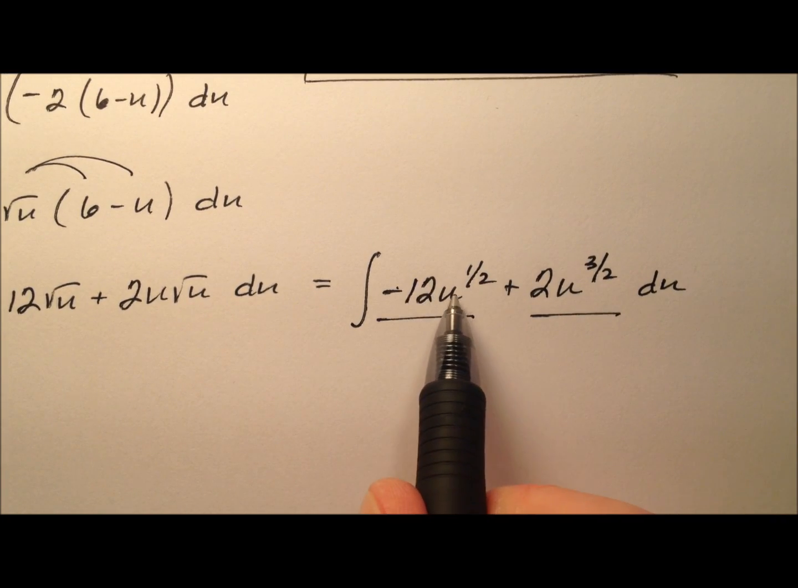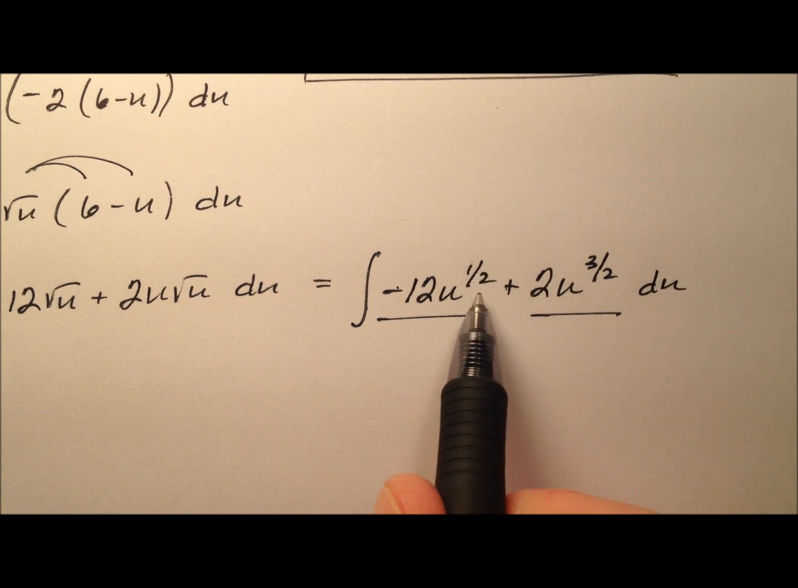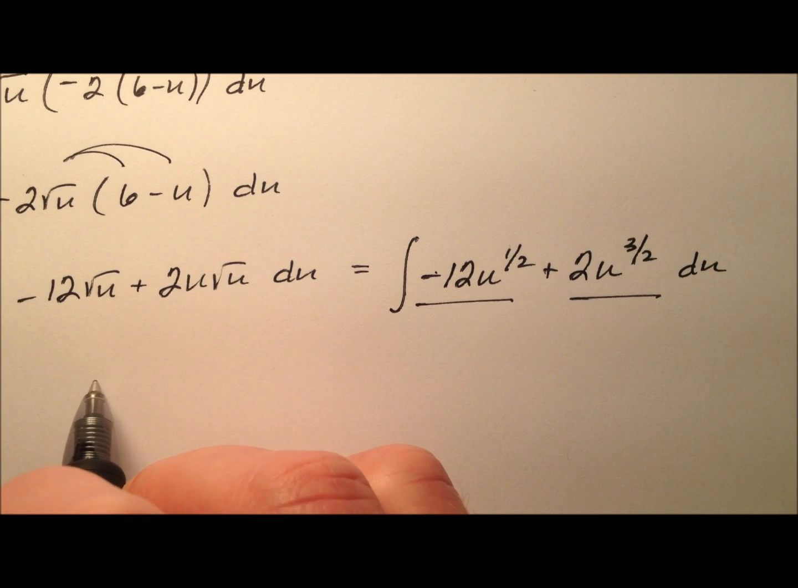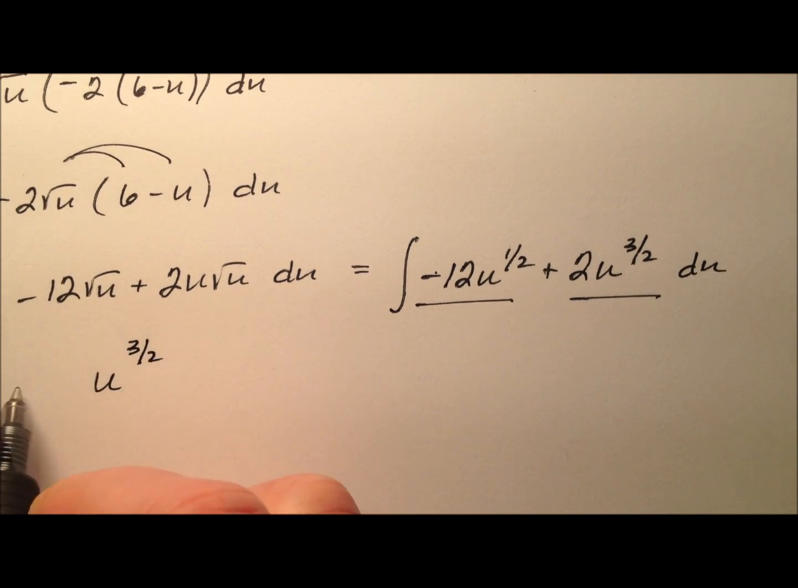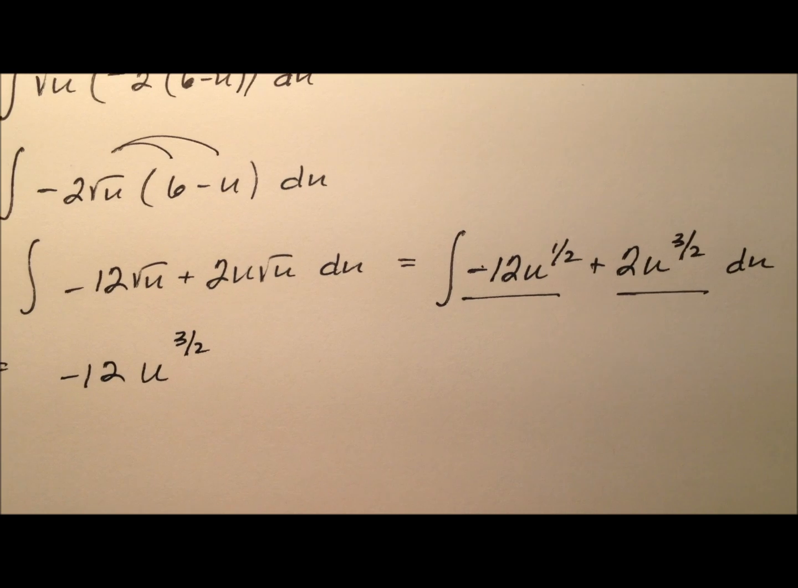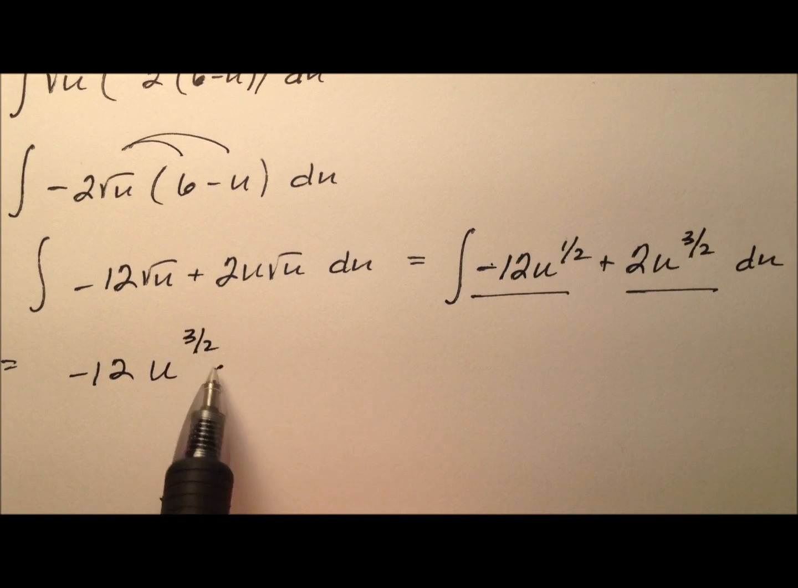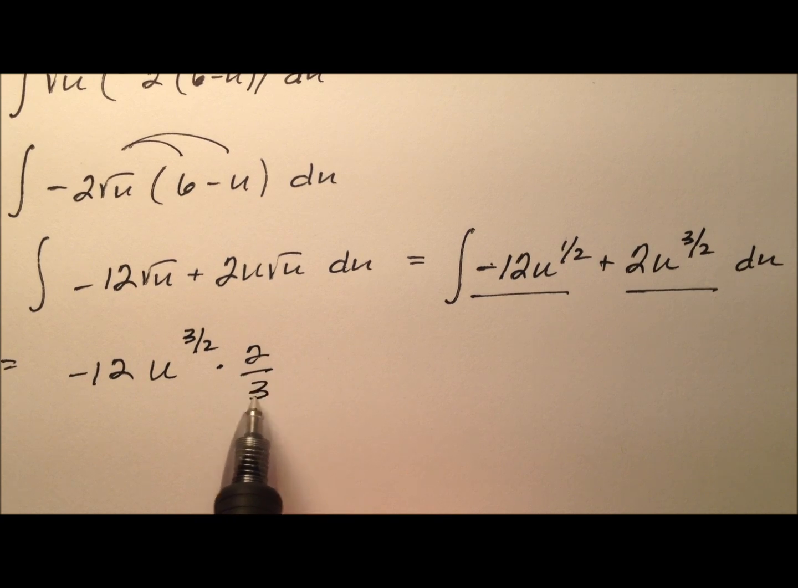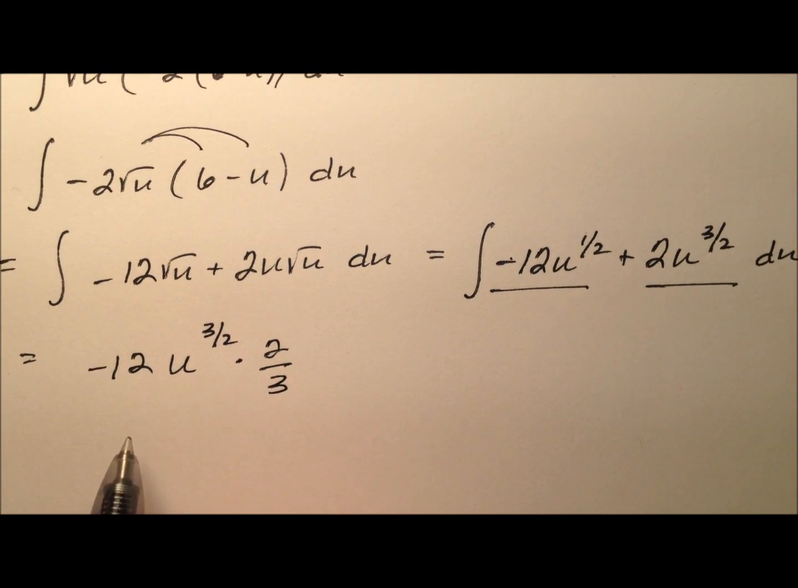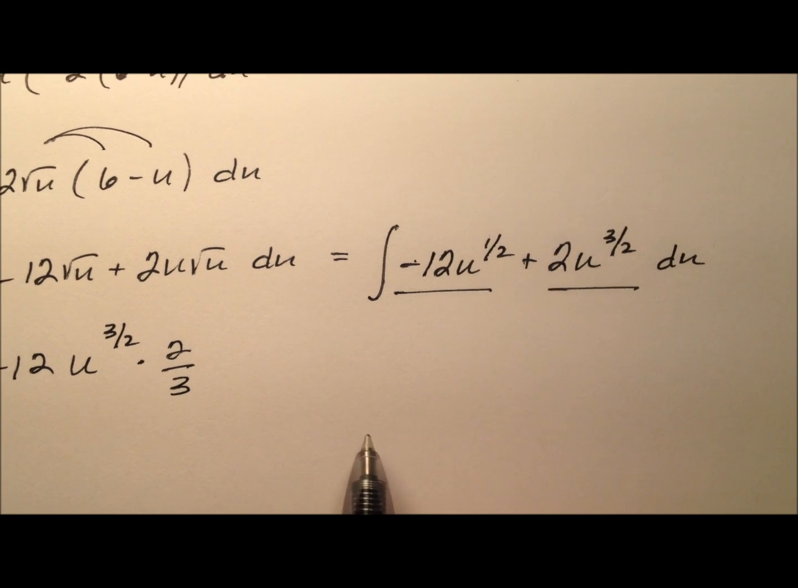So this negative 12 u to the 1/2, we'll add 1 to the power, so the 1/2 becomes 3/2. And we had our negative 12 out front here. And of course we need to divide by that new power, so we're dividing by 3/2, which is really multiplying by 2/3. And we'll come back through and simplify that. Let's go ahead and look at the second one.